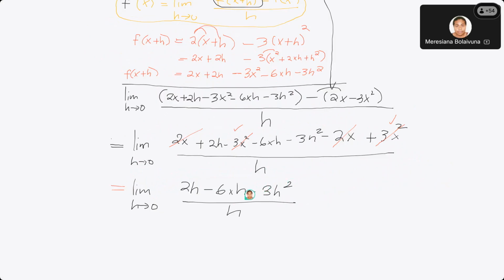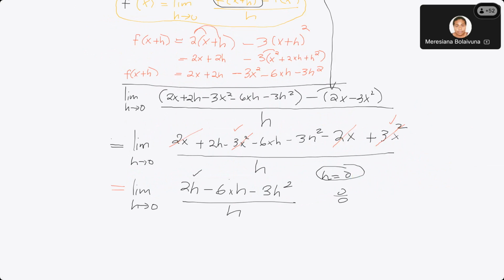So from here, if we substitute h is equal to 0, you will notice that this is 2 into 0, this is 6x into 0, this is 3 into 0 squared, so it's 0 over 0. We've just discussed this earlier. When you get 0 over 0, what do you do? You need to factorize, okay? So you need to factorize.